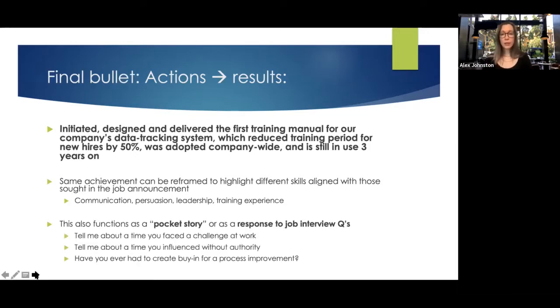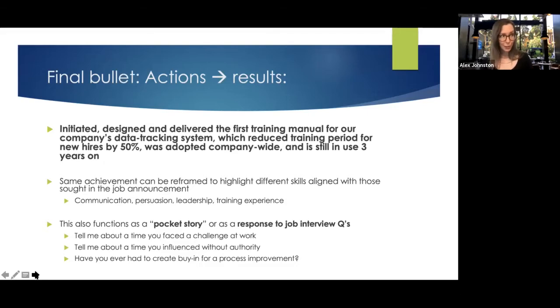This can also function as what Anna Marie Truster calls a pocket story, or what we might call a response to a job interview question that you can pull out of your pocket when needed. So again, as we were talking about those behavioral interview questions, you might be faced with a question like, tell me about a time you faced a challenge at work. This could be one of those stories that you pull out of your pocket and use as an answer to this question. It's multifunctional and multi-use though, because you could also use this same story to answer the question, tell me about a time you influenced without authority.